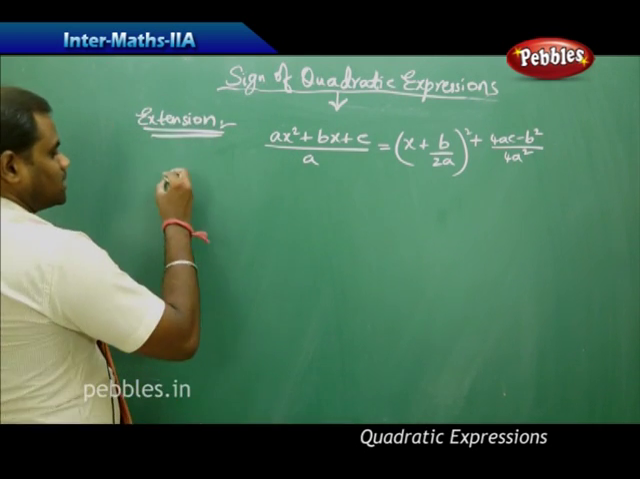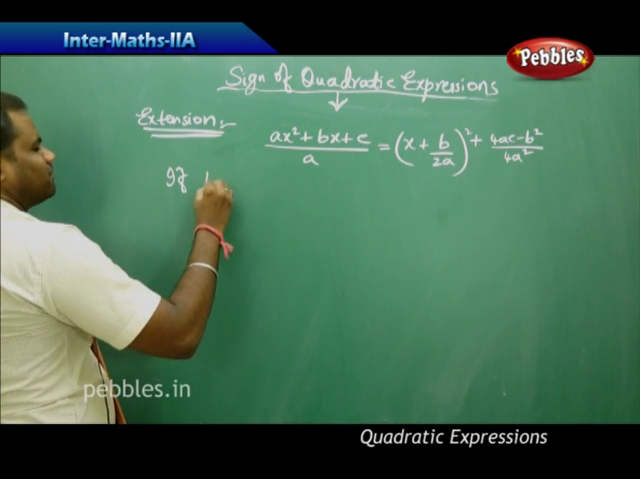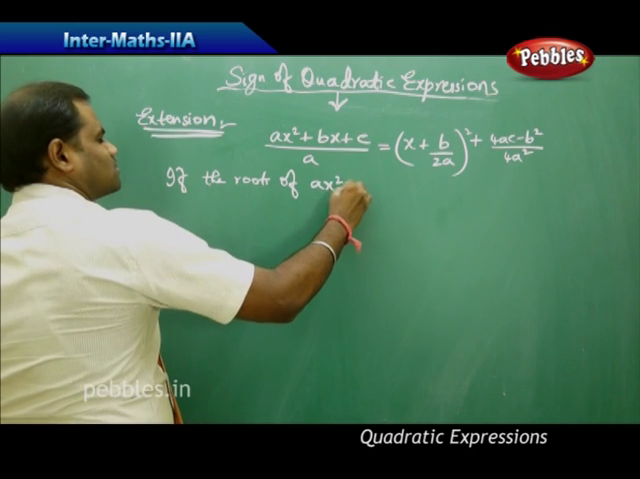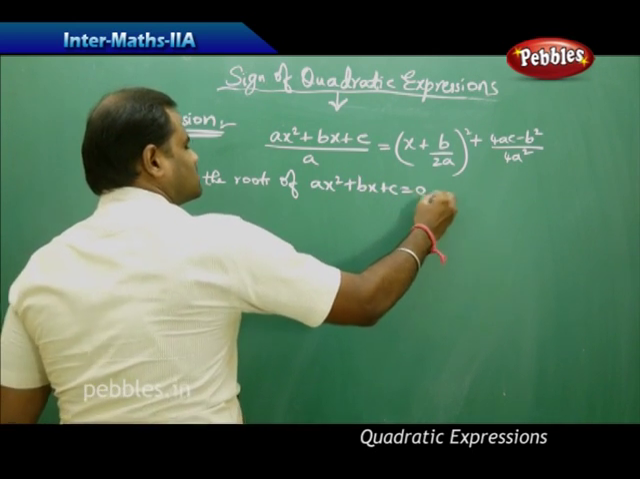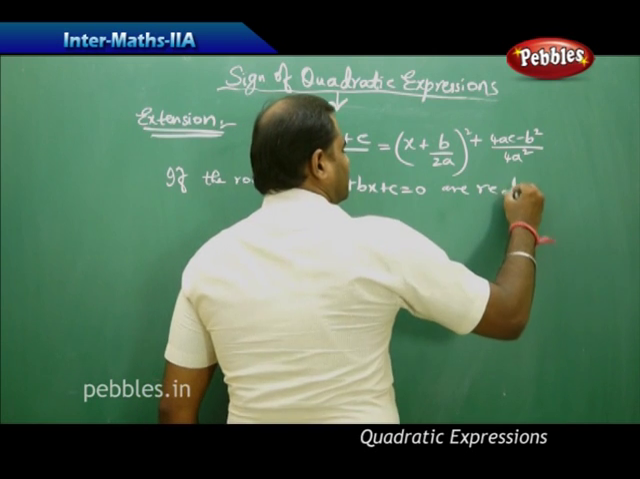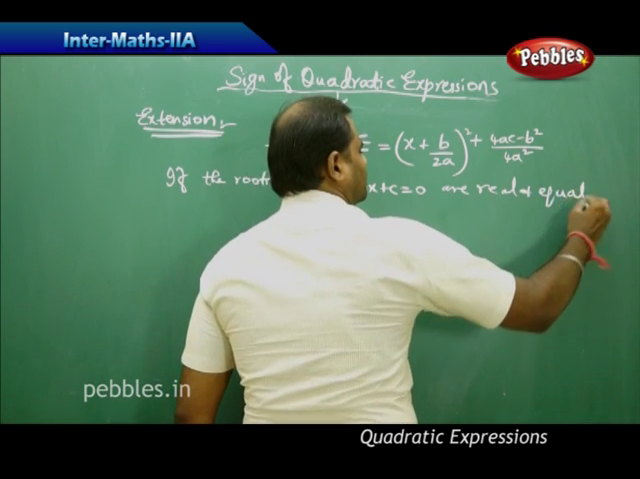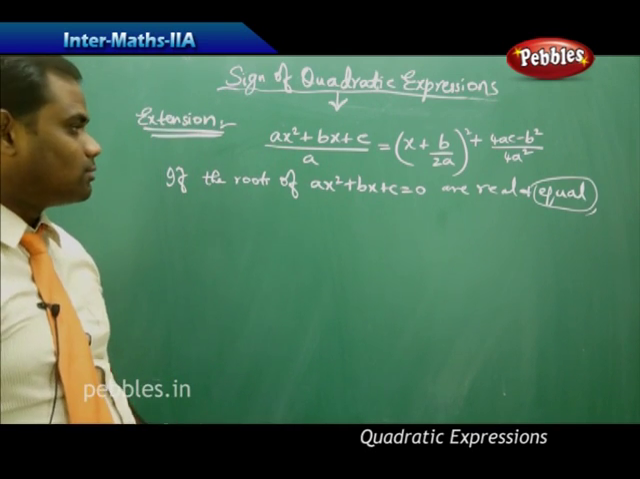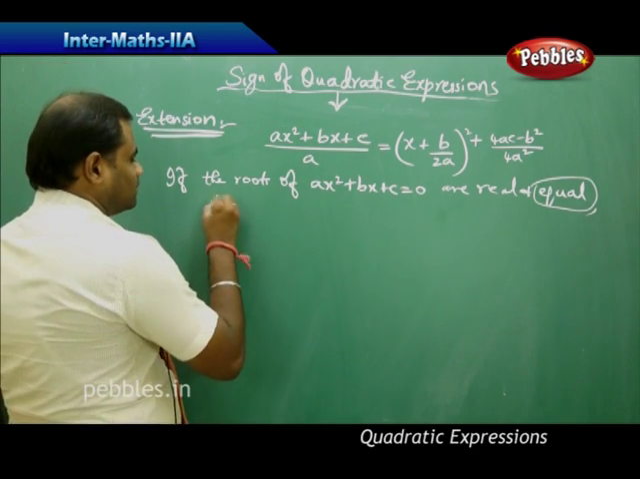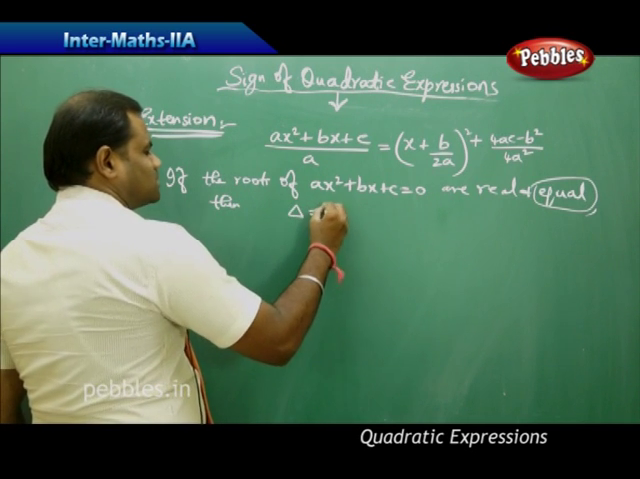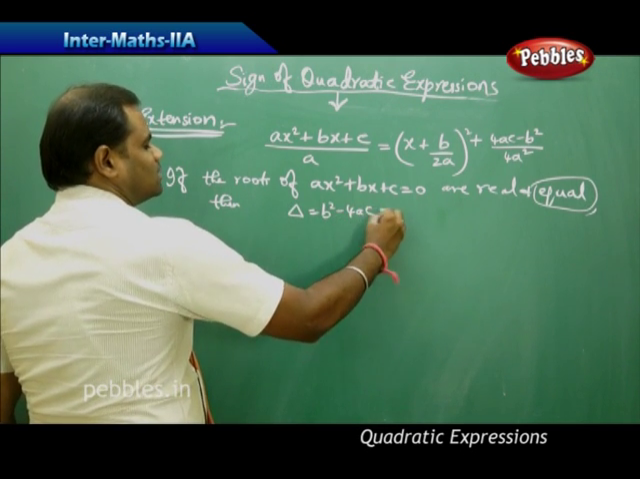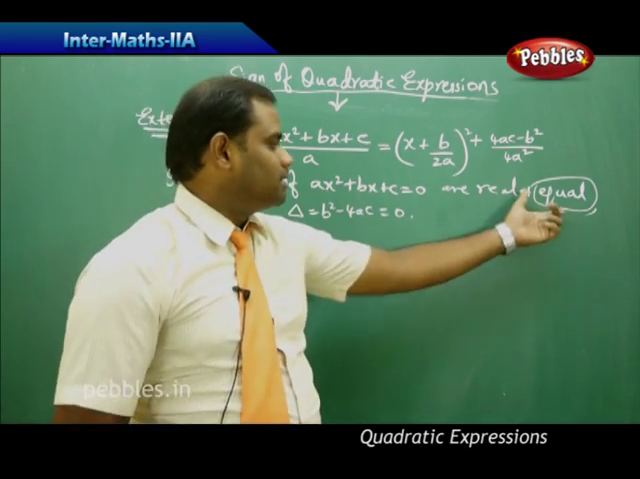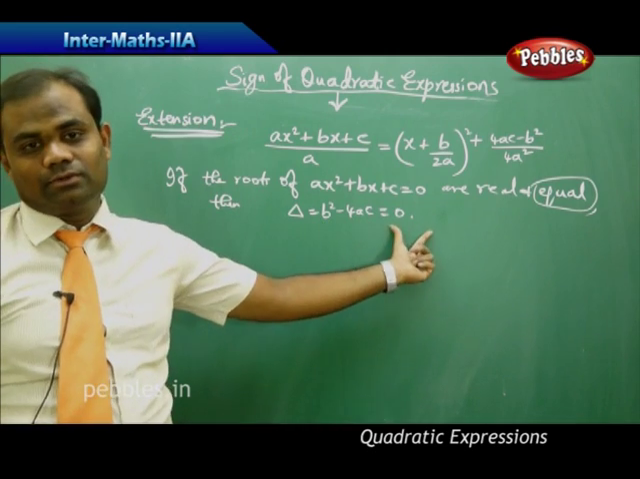Now, in this case, if I assume that the roots of ax squared plus bx plus c equal to 0 are real and equal, equal being the condition, then we obtain that when the roots are real and equal, we have delta, which is b squared minus 4ac, equal to 0. We all know this by nature of roots. If the roots are real and equal, then delta, which is this, is equal to 0.